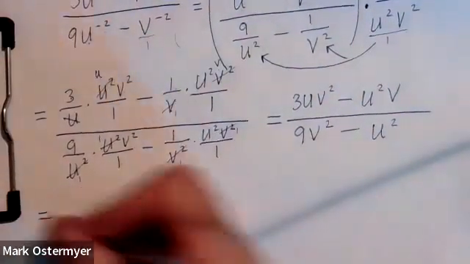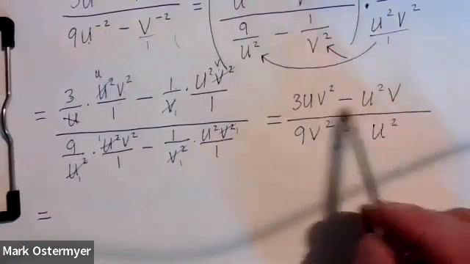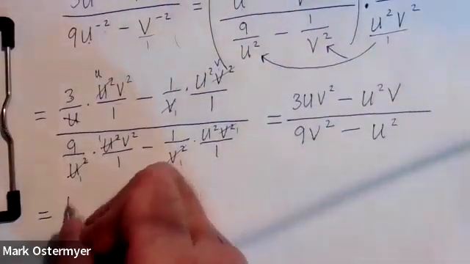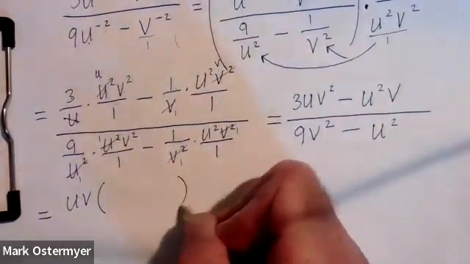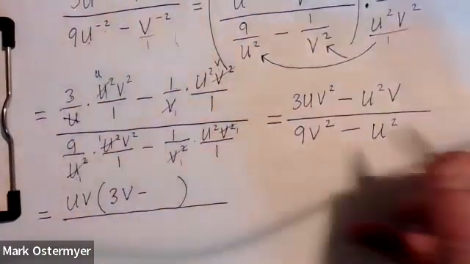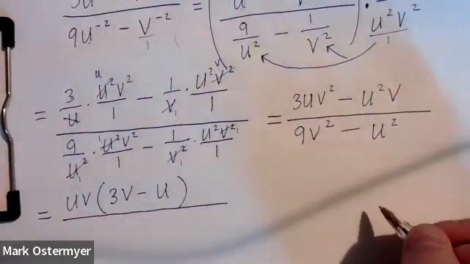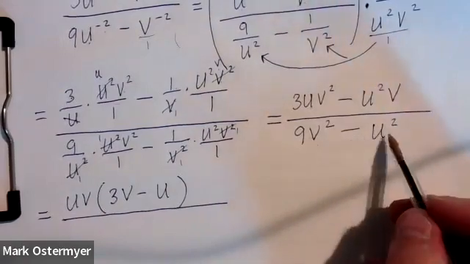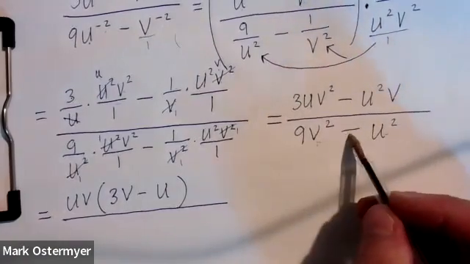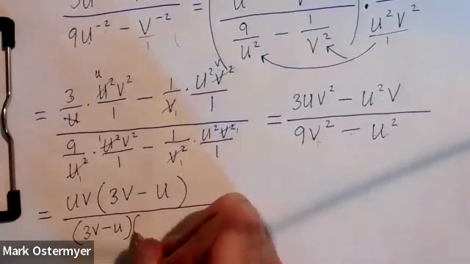Now, to reduce this rational expression, we have to ask ourselves, can we factor our numerator and denominator? Notice we can factor out a u and also a v out of both of these terms in the numerator. And when we factor uv out, what do we leave behind? 3v minus u, right? How can I factor the denominator down here? Well, there's nothing we can factor out of both of these terms, but this is the difference of squares. So it factors into 3v minus u times 3v plus u.